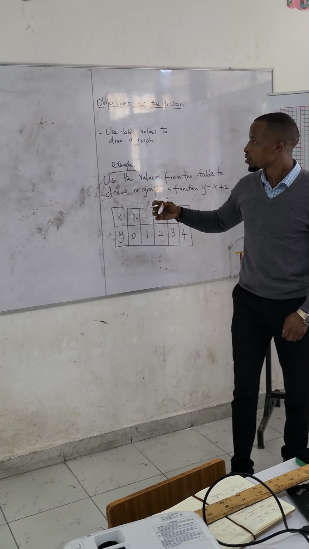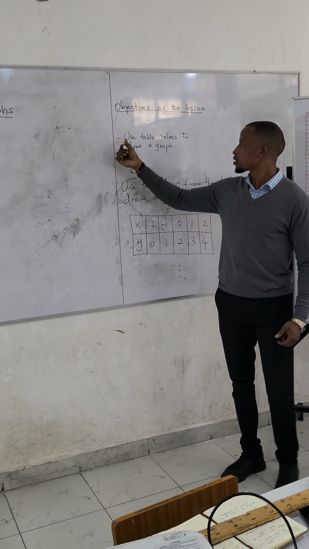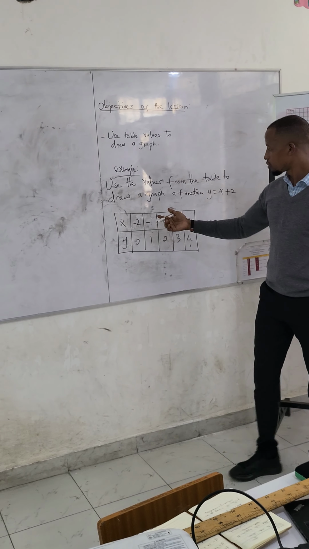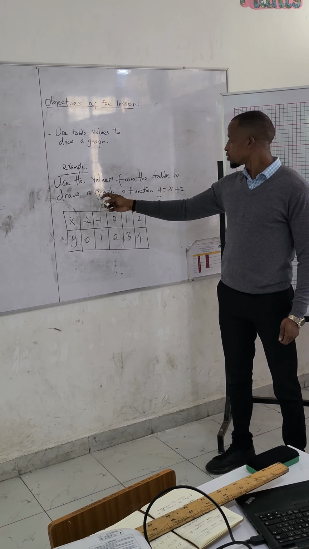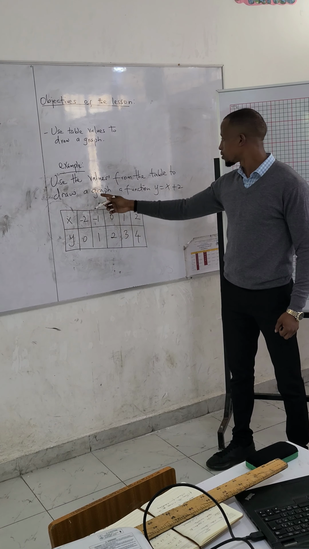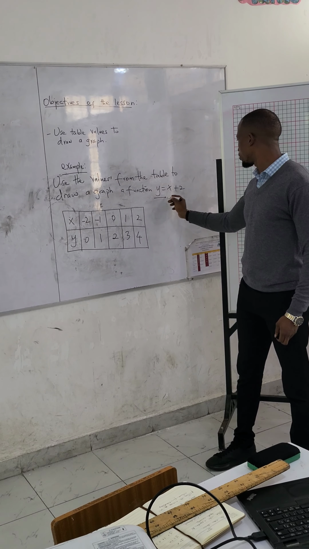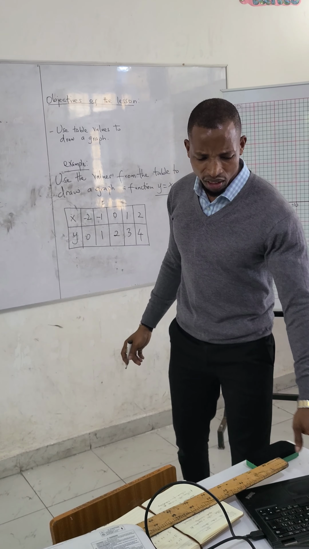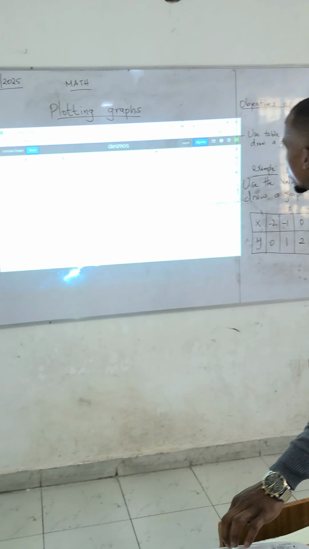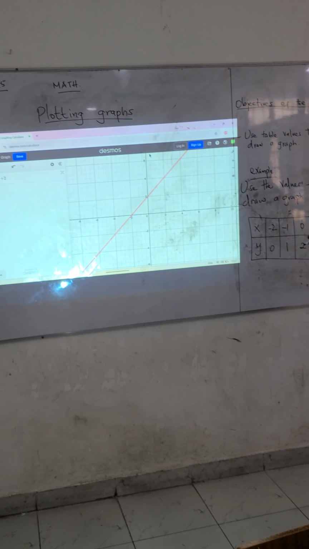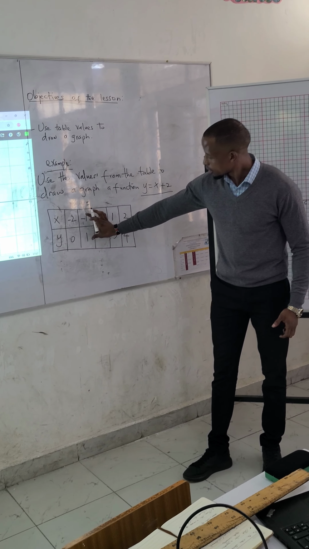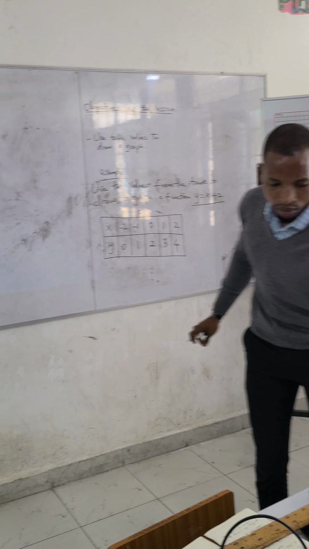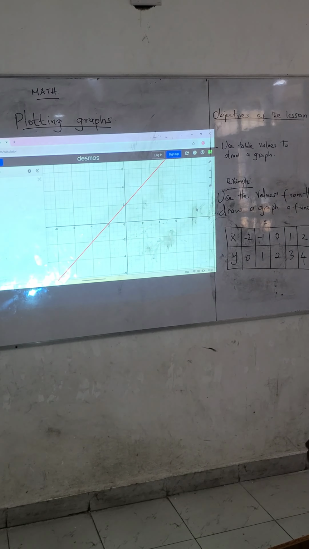Now, we are going to remember we are supposed to use the values from a table to draw the graph. So I want us to look at this question. We want to use the values from this table to draw the graph of the function y is equal to x plus 2. So we can do that easily by using our table. So it's very simple. We just pick the values from the table to draw the graph, and I'm going to show you that one very quickly.